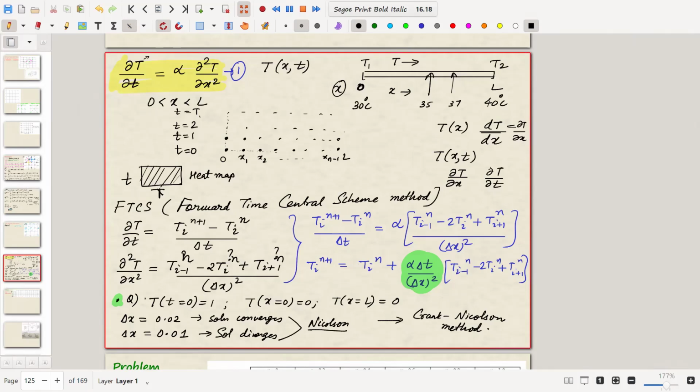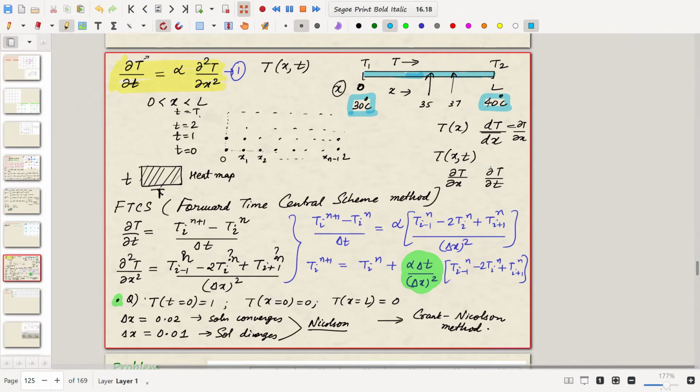What does the heat equation do? I told you in that class, take this bar. This is a bar. What do you do with this bar? You heat it on both its ends. Here it is 30 degrees Celsius. Here it is 40 degrees Celsius. So from which end does the heat propagate to which end?